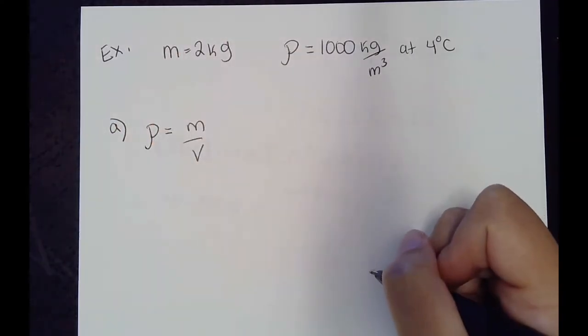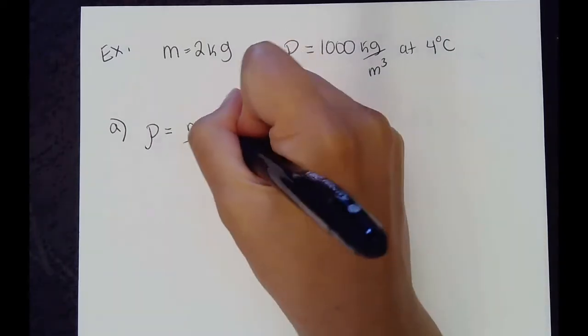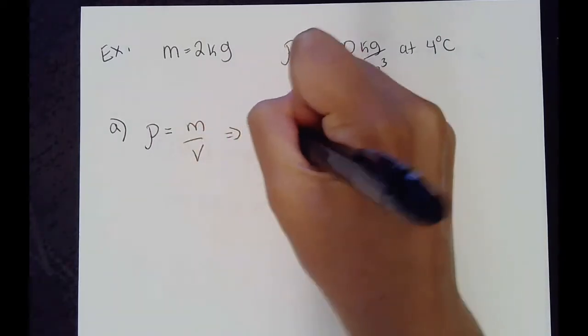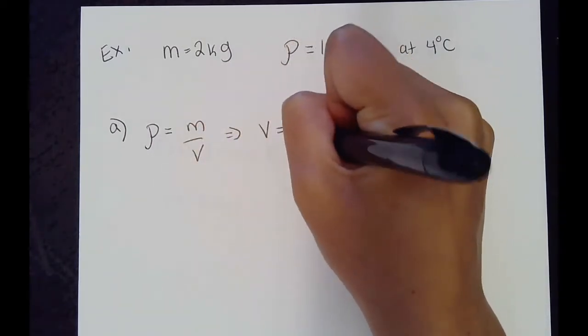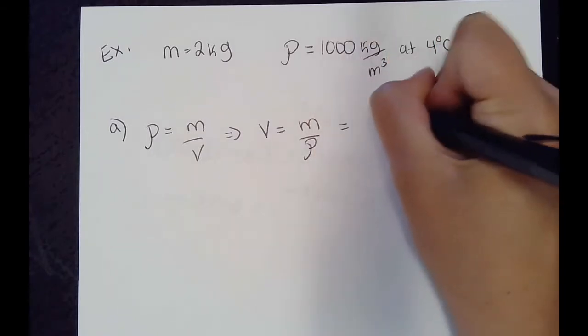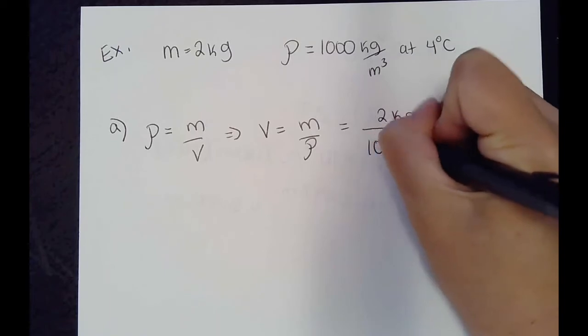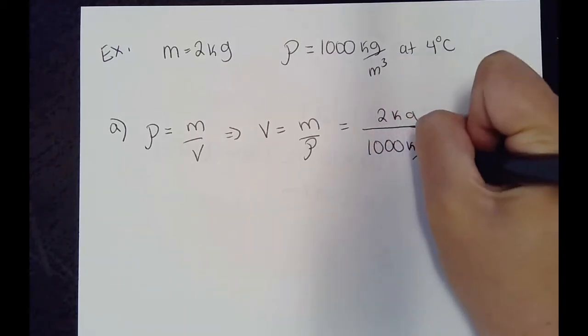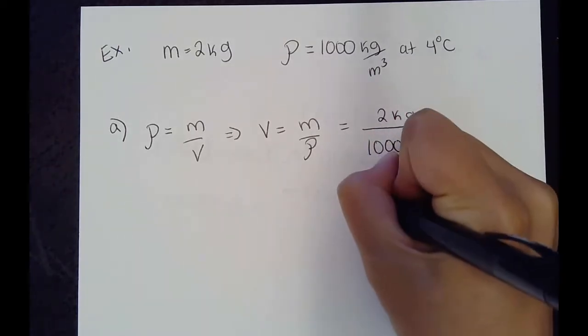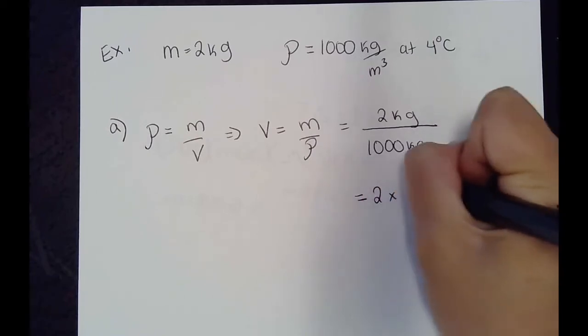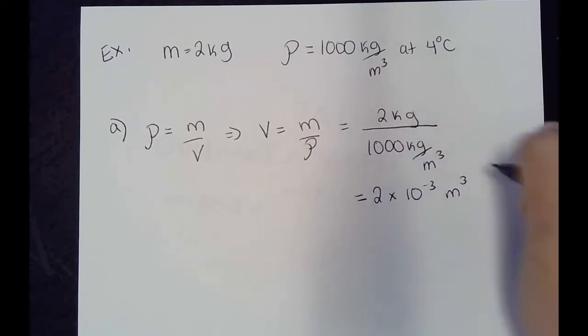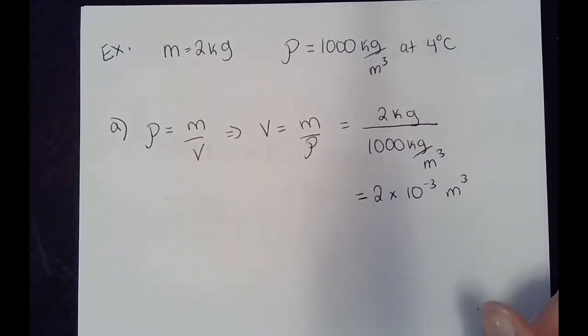So density is mass over volume. We can rearrange this to find the volume. It's the mass over the density. So we have 2 kilograms over this density, 1,000 kilograms per meter cubed, which equals 2 times 10 to the negative 3 meters cubed for the initial volume at 4 degrees.